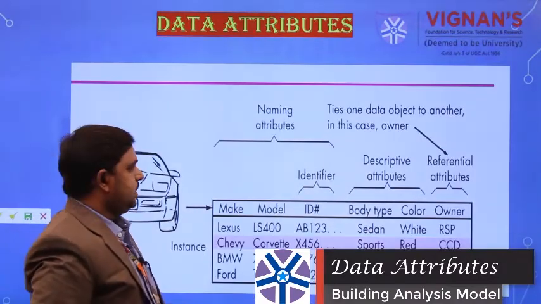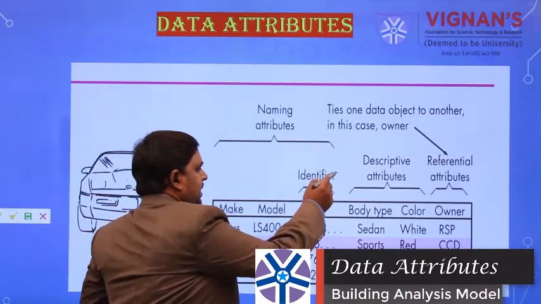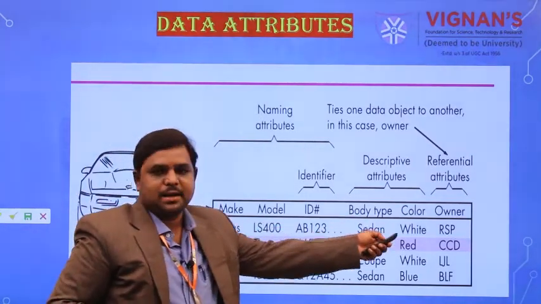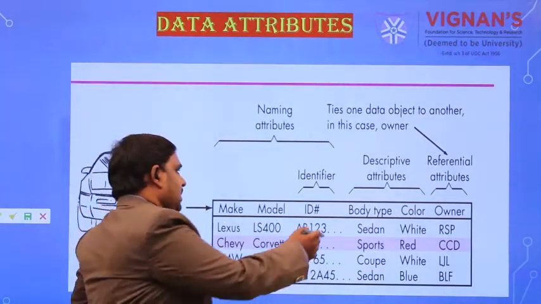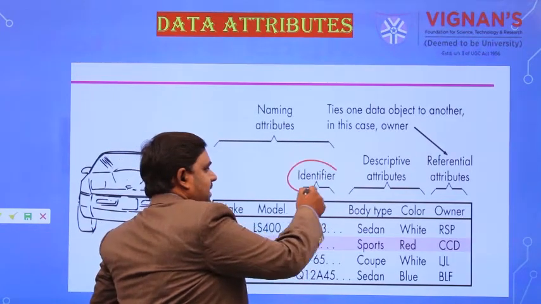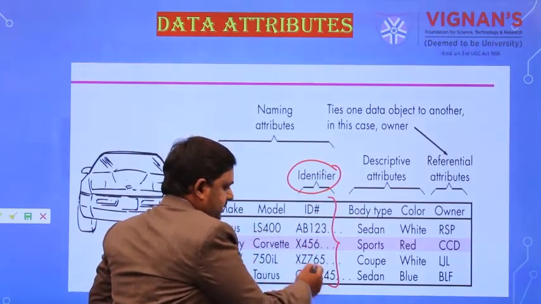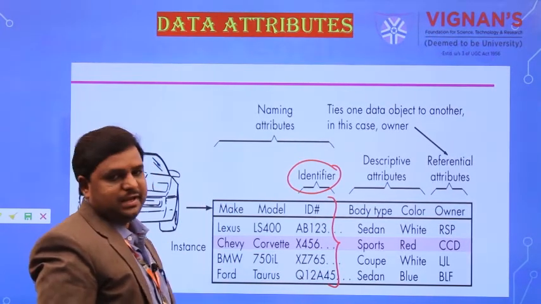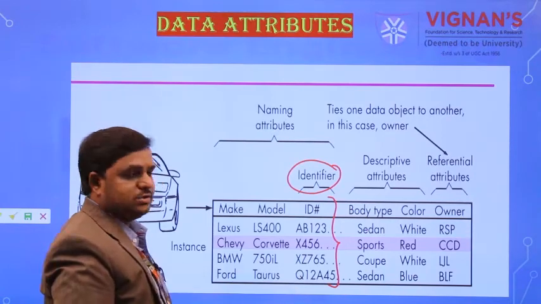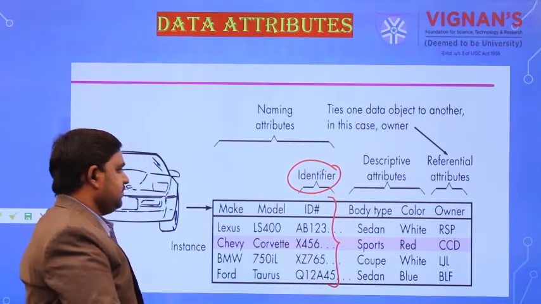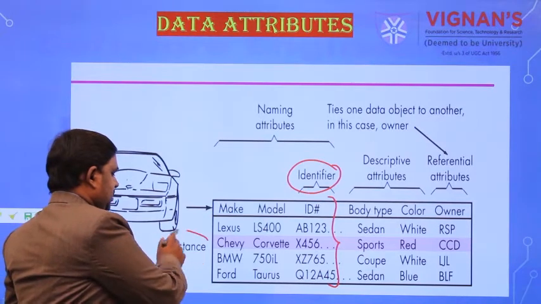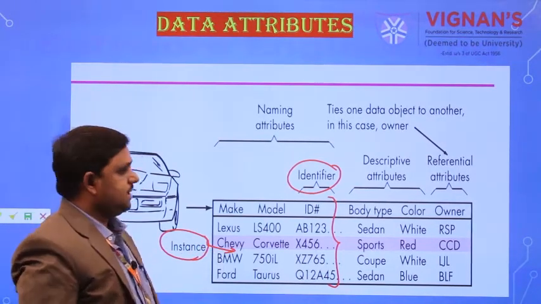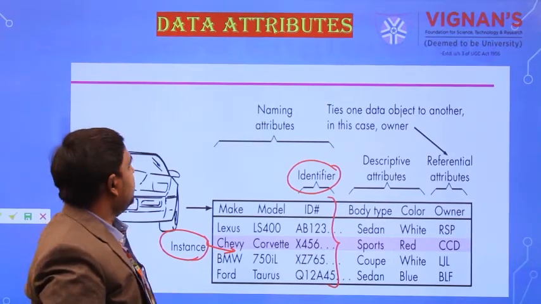If you see this car example, we have attributes like make, model, ID, body type, color and owner. Apart from this, we have identifiers which have unique properties, which are used to identify easily or to map with the other attributes easily. Here the instance of this particular thing is a particular data object. Chevy Corvette is given as an example. So that is data attributes.